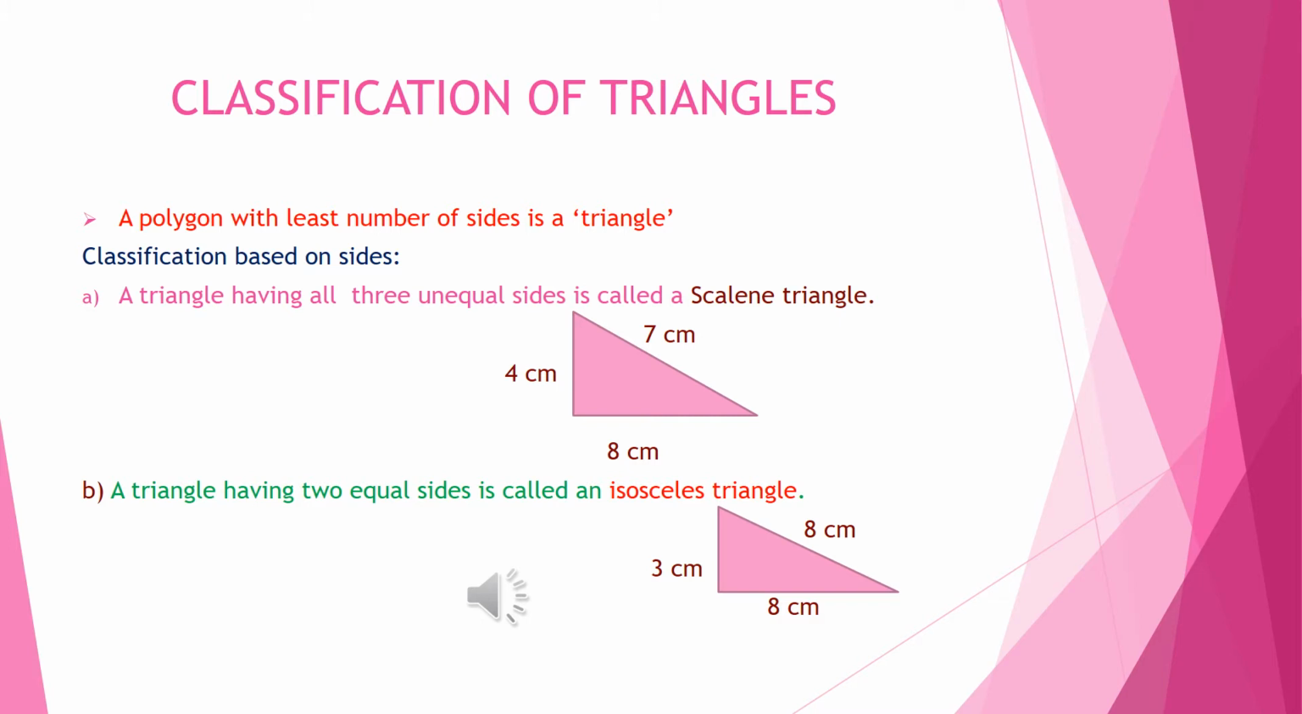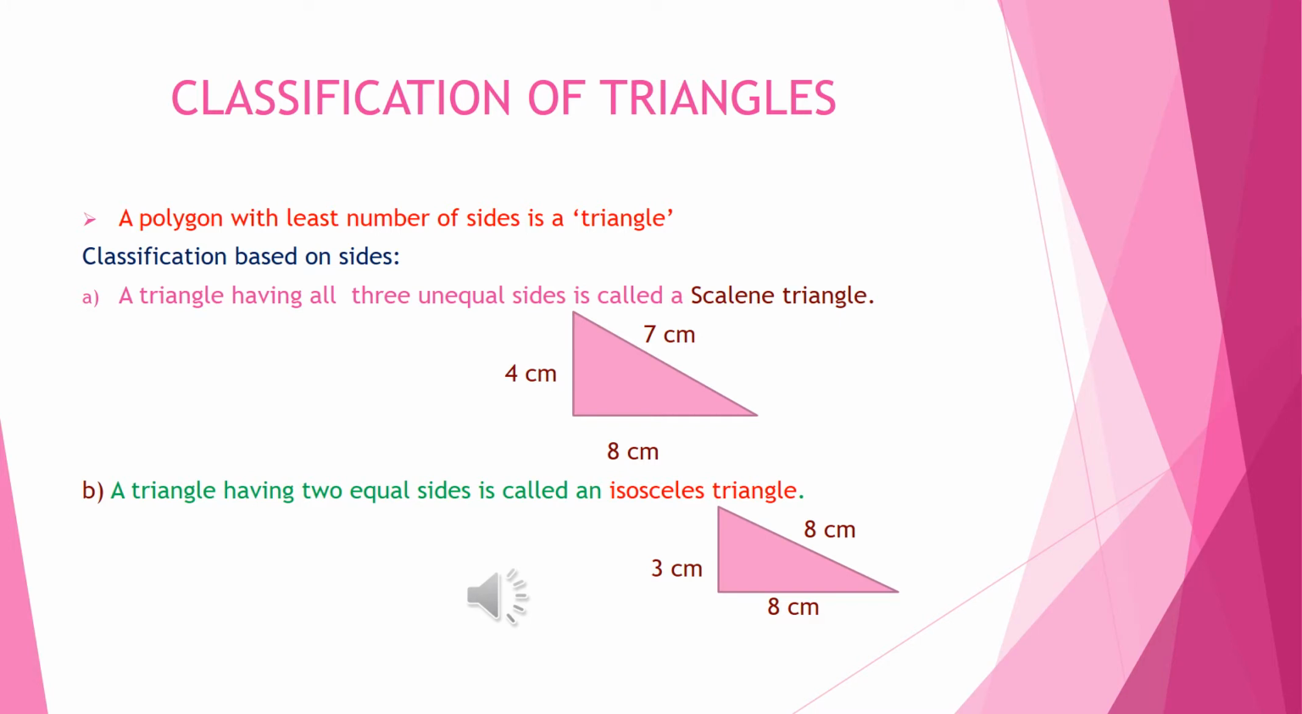So a triangle having all three unequal sides is called a scalene triangle. So a triangle whose sides are all not equal is called a scalene triangle. Give an example. In this triangle, three sides are of different measurements: 4 cm, 7 cm and 8 cm. Since this triangle's three sides are unequal, it is called a scalene triangle.